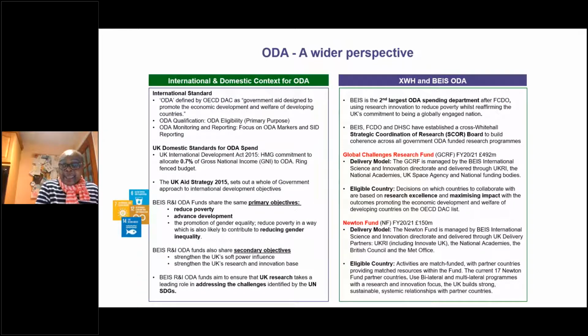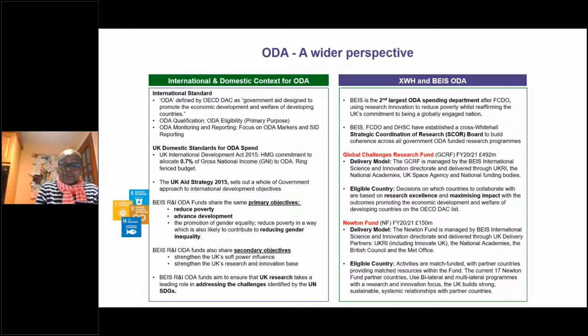ODA is really an international standard defined by the DAC, and it's important because it defines what BEIS can fund, the types of programmes BEIS can fund. The reason it's important in the UK is that the UK has currently, maybe about to change, a legal requirement to spend 0.7% of gross national income on ODA programmes. So that's the left-hand side of the screen, as you can see here.